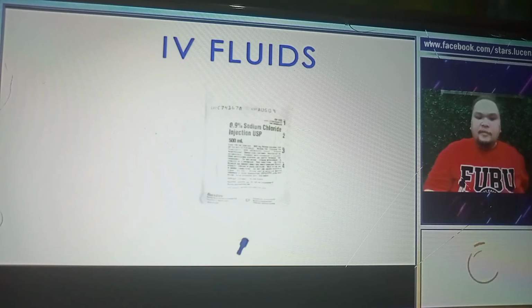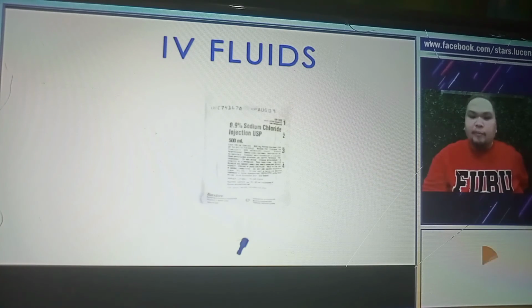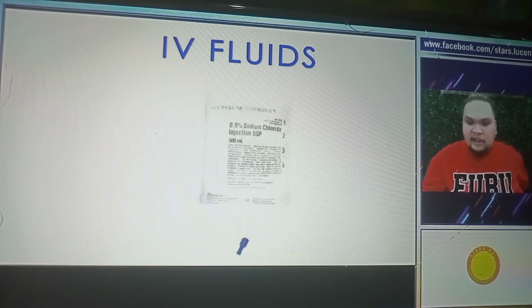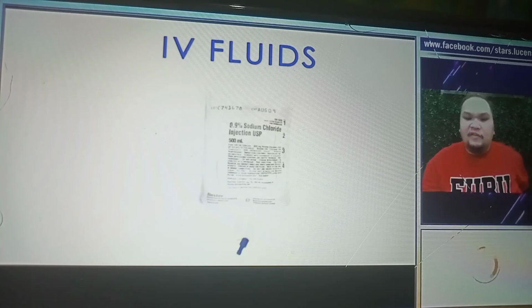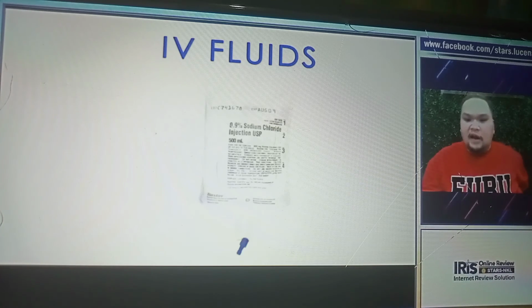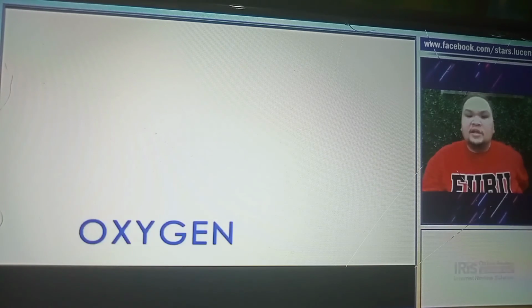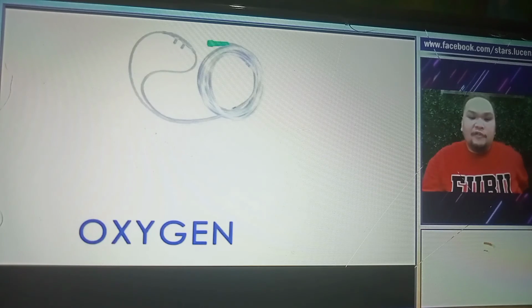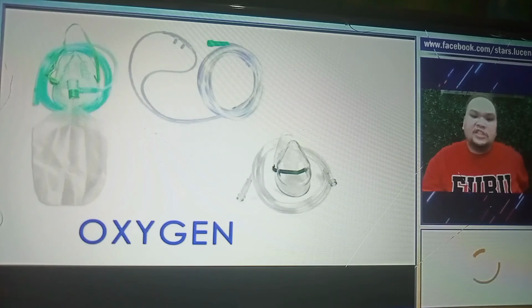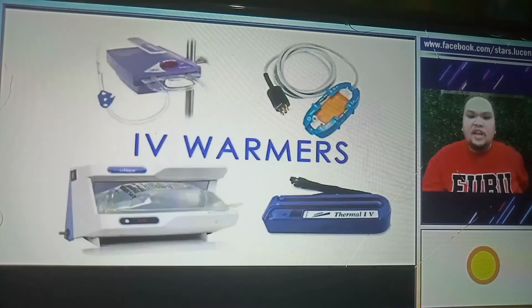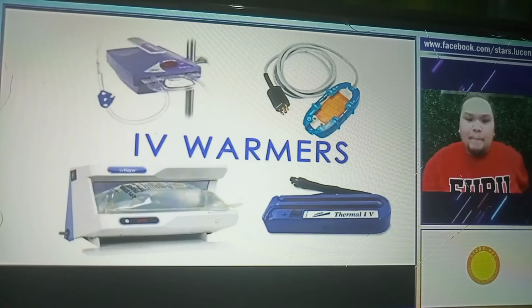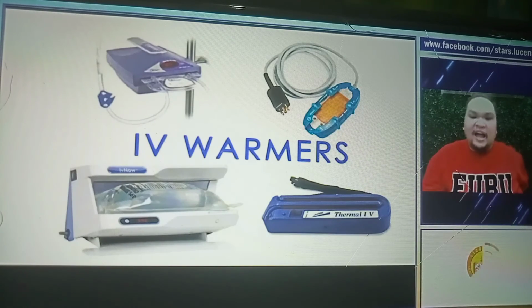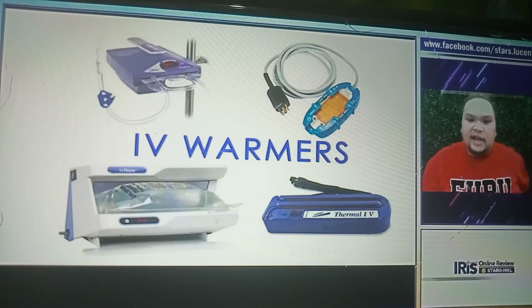Now, treatment natin sa ating hypovolemia would be fluids. The treatment for hypovolemia would be giving IV fluids. What kind of IV fluids? Your crystalloids. Ganun pa din, plain NSS or plain LRS. Okay. Next, treatment natin for hypoxia, of course, your oxygen. Oxygen therapy. Okay. Treatment natin for your hypothermia is your IV warmers. So, magbibigay tayo ng warm IV fluid sa pasyente natin.